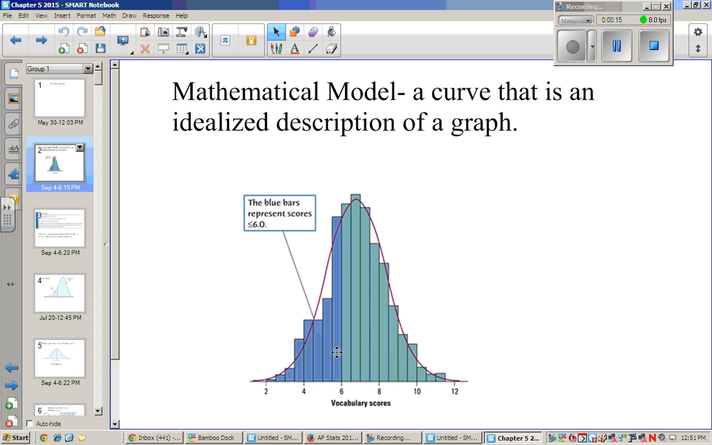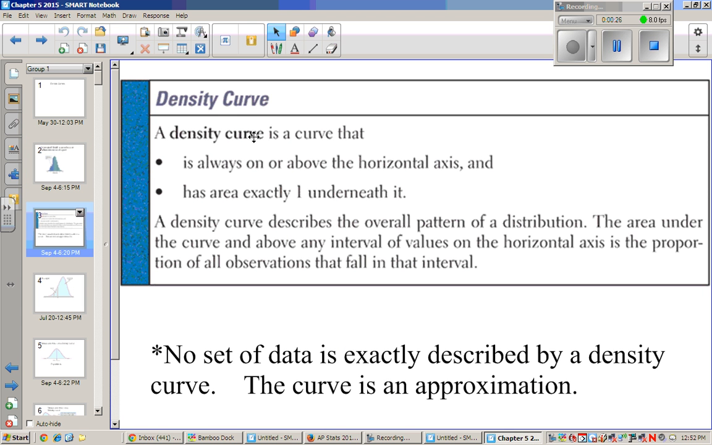For instance, we have a histogram below. This red line is a model that represents it. Notice that it doesn't represent it perfectly, but it does a pretty good job. That is called a density curve, where a density curve is something that is always on or above a horizontal axis, and the area underneath it is exactly one.